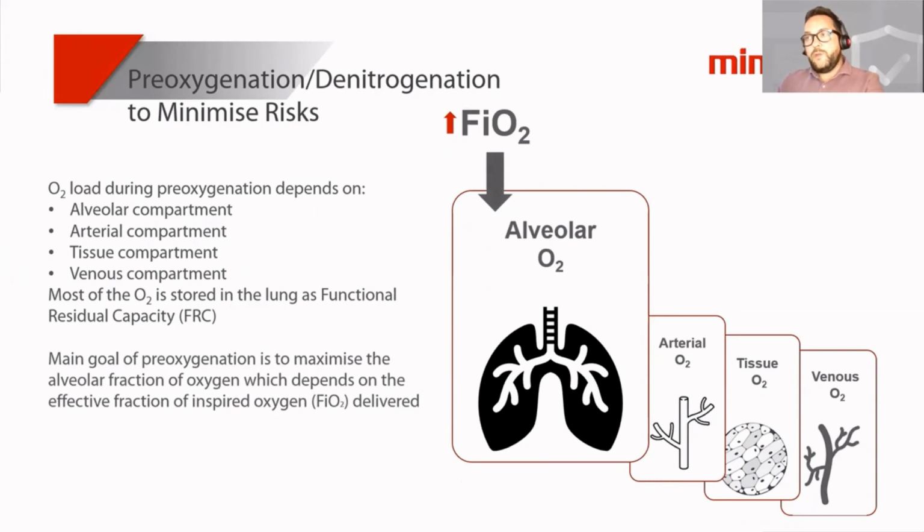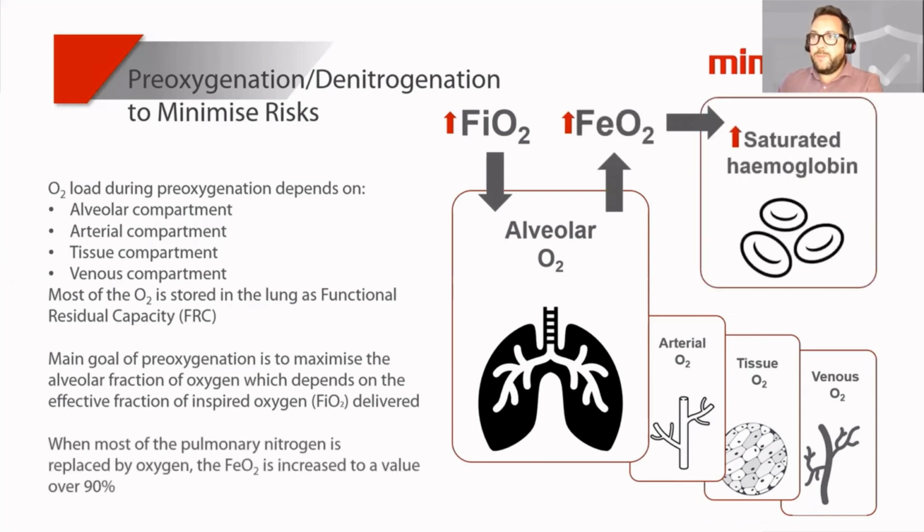So the main goal of pre-oxygenation is to maximize the alveolar fraction of oxygen, which depends on the effective fraction of inspired oxygen, what we call FiO2. When most of the pulmonary nitrogen is replaced by oxygen, the fraction of expired oxygen is increased to a value over 90%. Then we will know that we achieved an efficient pre-oxygenation.